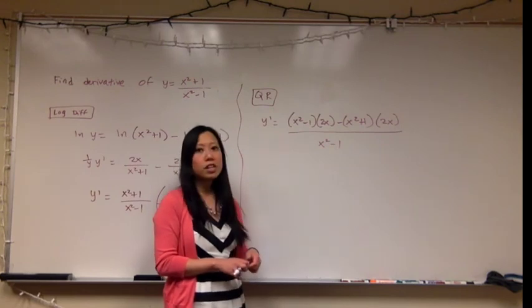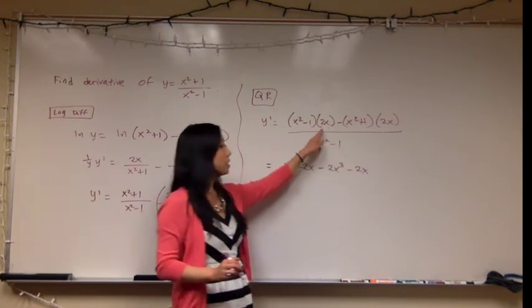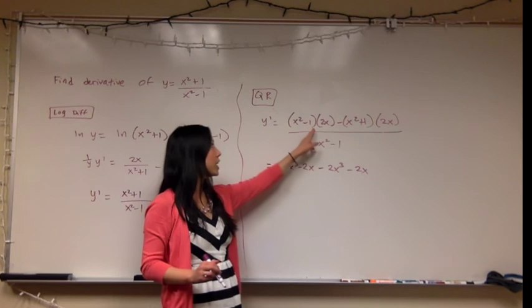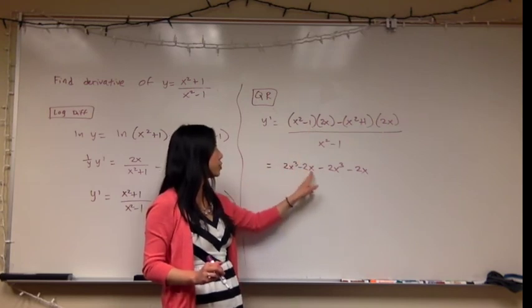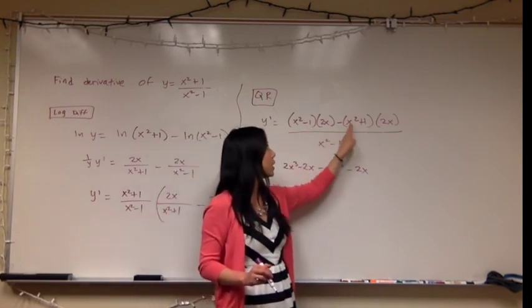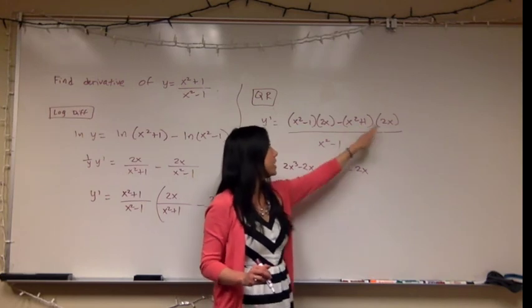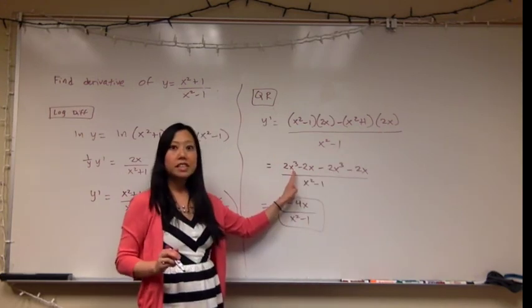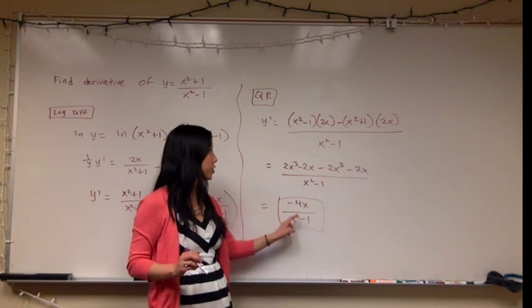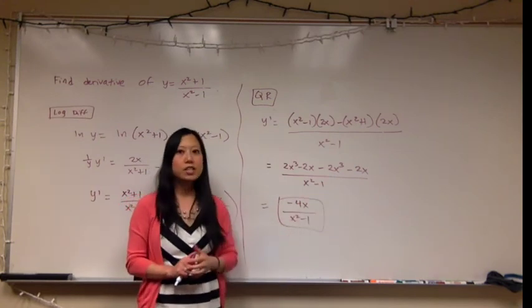Right, so let's simplify a little bit further. So I'll go ahead and distribute in. So I multiply 2x by x squared minus 1, and I get 2x cubed minus 2x, minus 2x times x squared, minus 2x times 1. Now we could cancel out the 2x cubes, and we're just left with negative 4x over x squared minus 1.